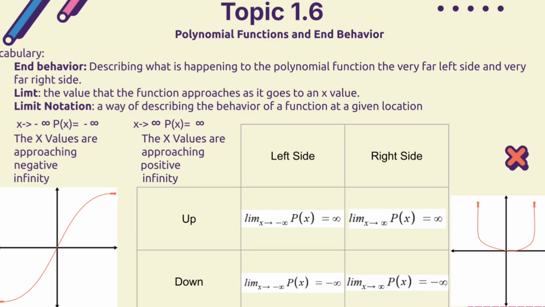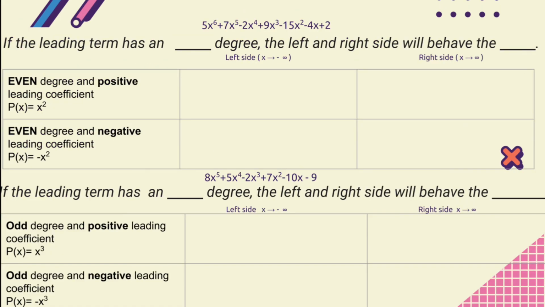And you have to note that when you say x approaches negative infinity, you're talking about the left side of the graph. And when you say positive infinity, that is noting that you're talking about the right side of the graph. Let's fill in this phrase.